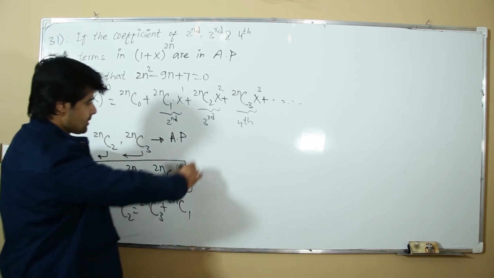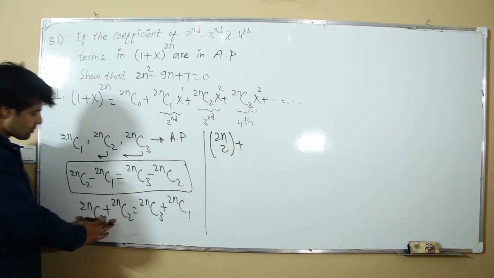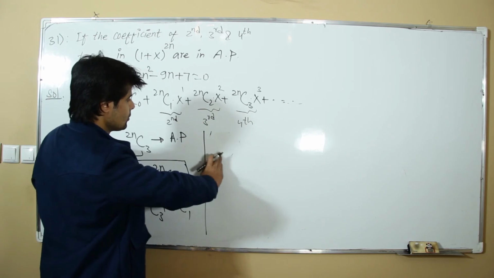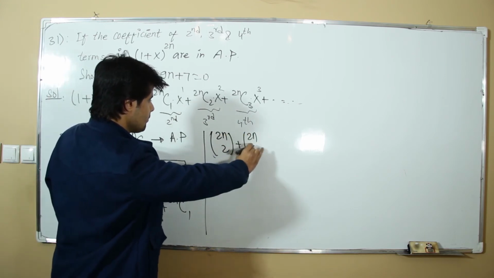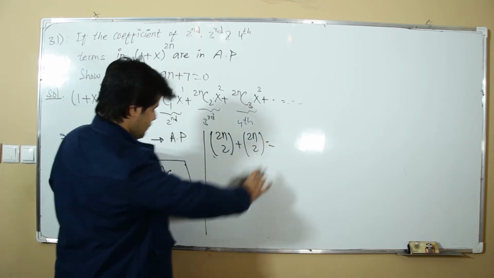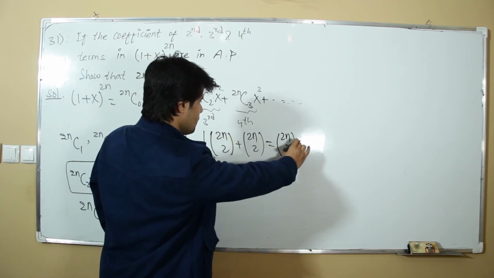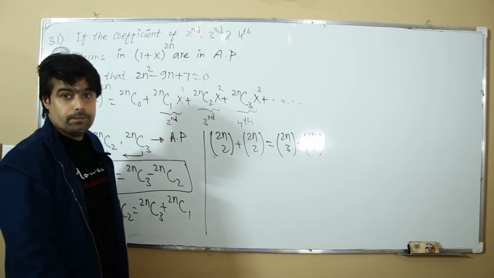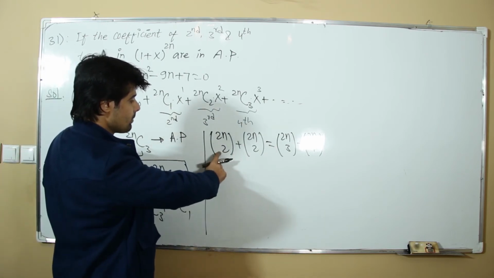Now what does it mean? It means 2n C2 plus, how many terms do we have? 2 terms. 2n C2 plus 2n C2 is equal to, this one is 2n C3 plus 2n C1. Now, how many terms? 2 terms of 2n C2.